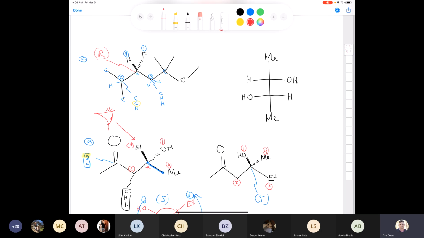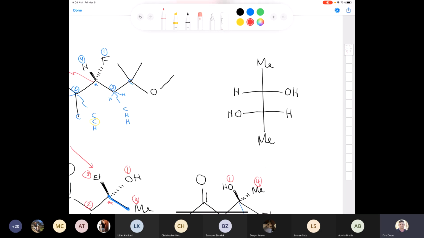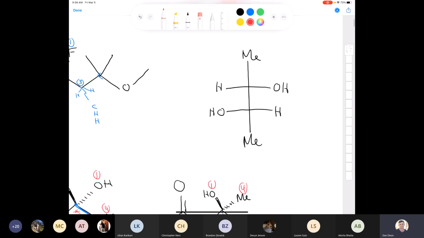In the interest of time, let's try the last one. Did anybody get the last one? This one here, the Fischer projection, because you will be asked to assign stereochemical configurations of. So somebody says, Skylar says S and S. All right, let's give it a try.